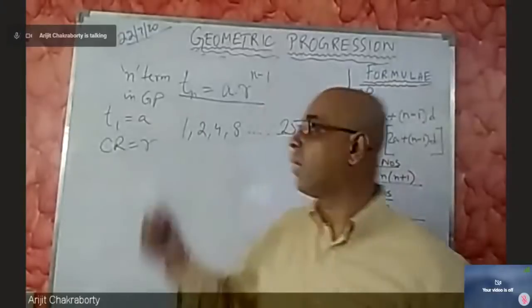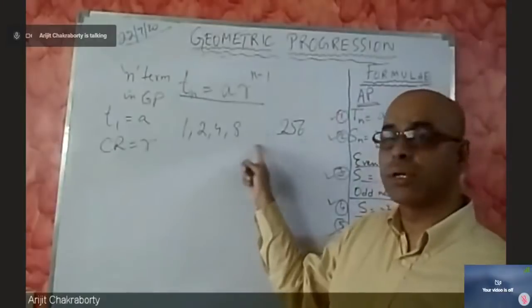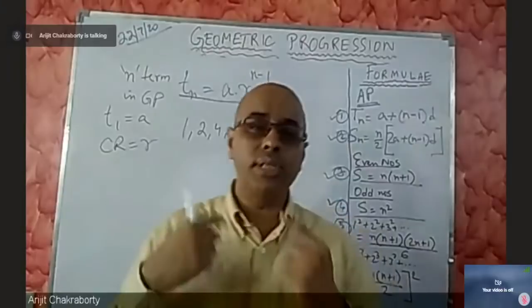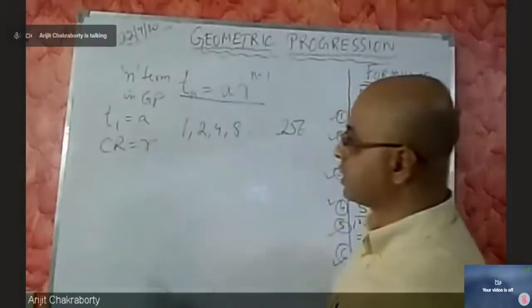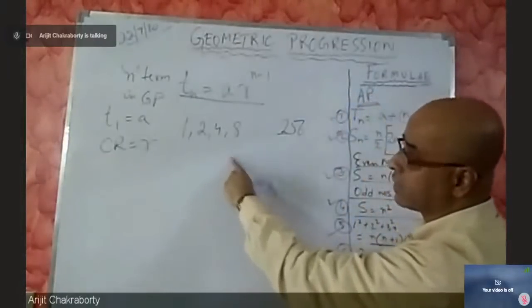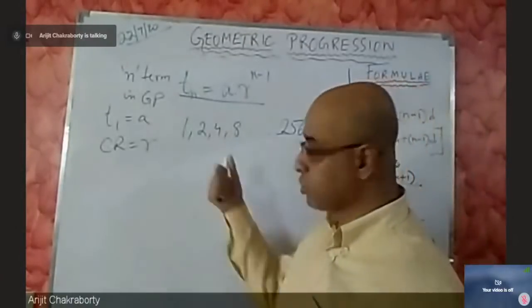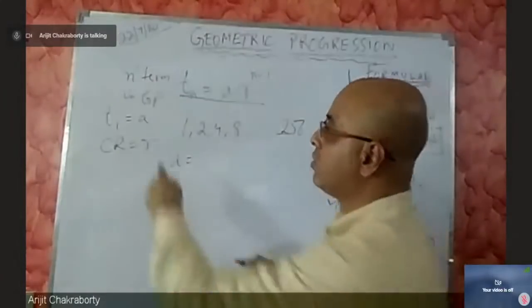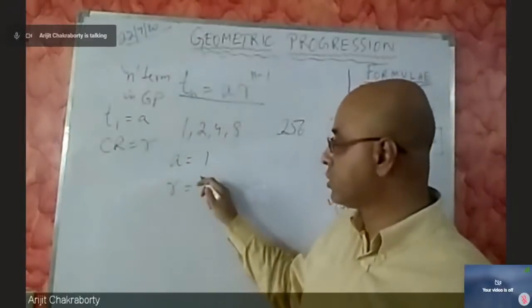It starts with 1, so the first term A is 1. You have to find out which term in this geometric progression will be 256. You can see it's a GP because the numbers are increasing, and 2 by 1 is 2, 8 by 4 is 2. So the common ratio is 2. So here A is equal to 1 and R, that is the common ratio, is equal to 2.